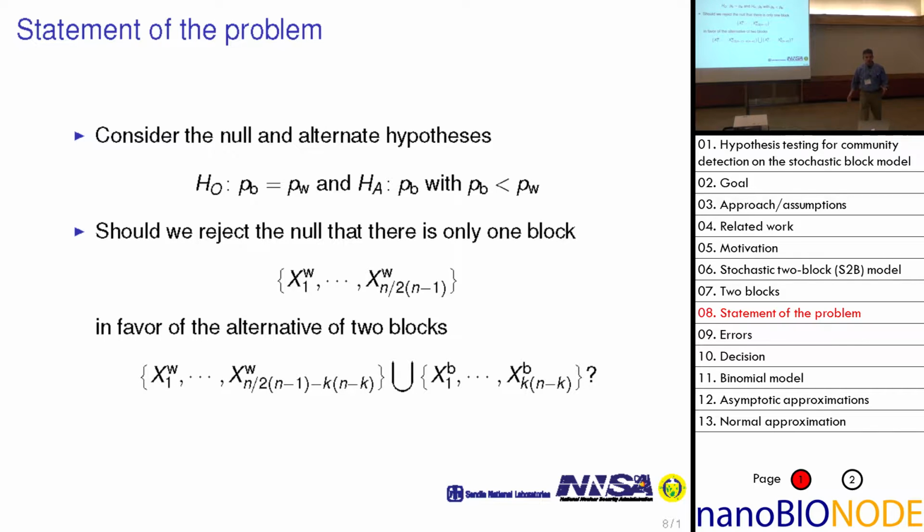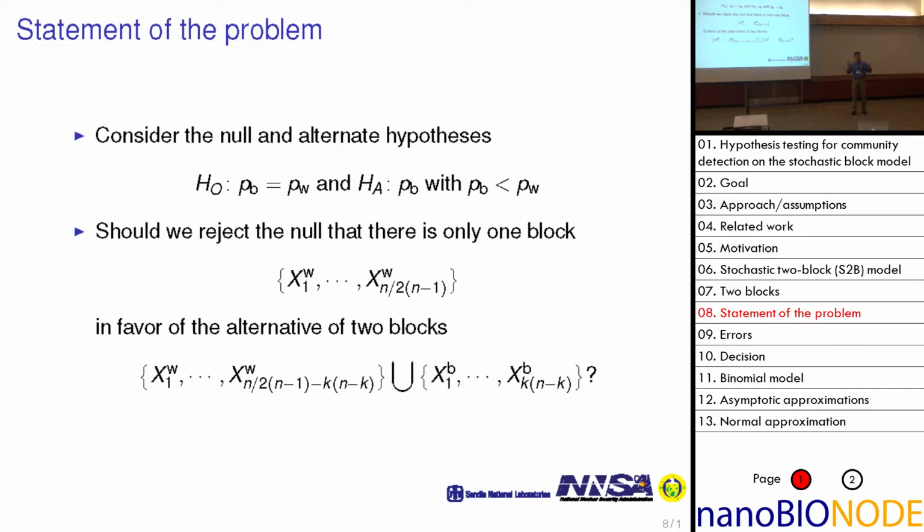Okay, so now the thing you would do in classical statistics is pose a null and alternate hypothesis. Your null hypothesis is that the two probabilities are the same. There aren't two blocks in your data, there's really just one. And your alternate hypothesis is that there are actually two, and the between-block probability is less, right? So within this lexicon, should we reject the null that there is only one block in favor of the alternative that there are two blocks?